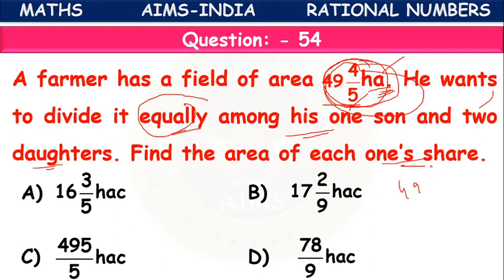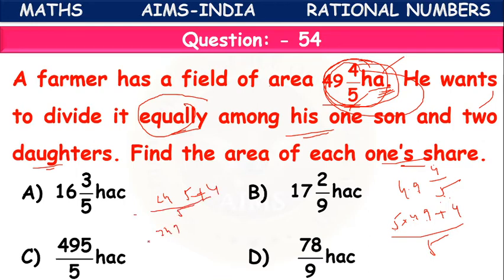So 49 4 by 5. How to simplify? 5 into 49: we have to multiply, plus 4 to be added, by 5. 5 9 times 45. 5 4 times 20. 245 plus 4 is there by 5, means 249 by 5. This 249 by 5 is to be divided into 3 equal parts.